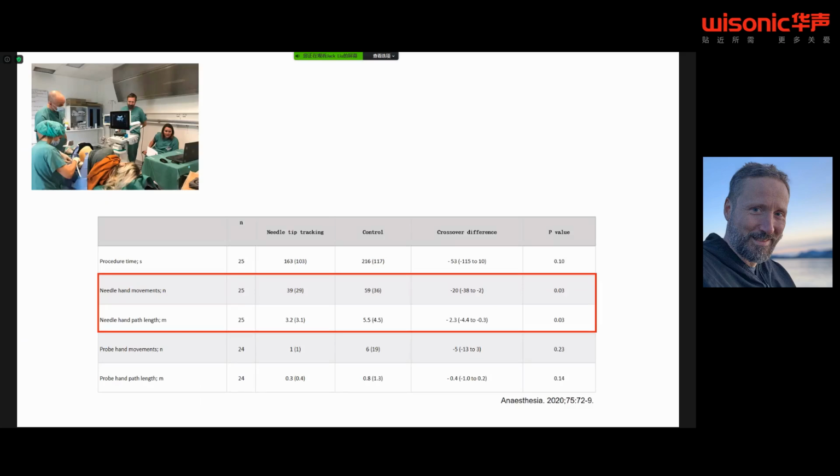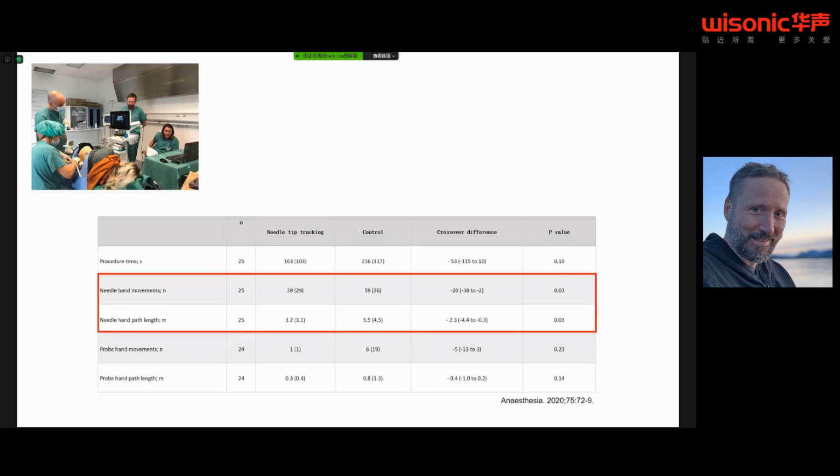This was in an in-plane infraclavicular plexus procedure, and for the in-plane procedures we did not see improved results with needle tip tracking. So what we concluded is that, as seen in the phantom model, the method might be most helpful for out-of-plane procedures. This is not so surprising. Most people have problems to identify the needle tip in out-of-plane procedures.